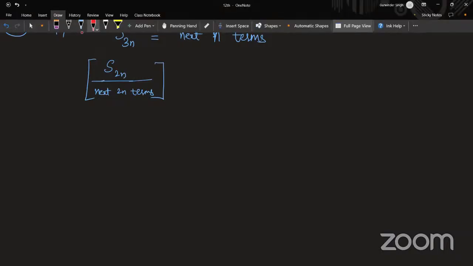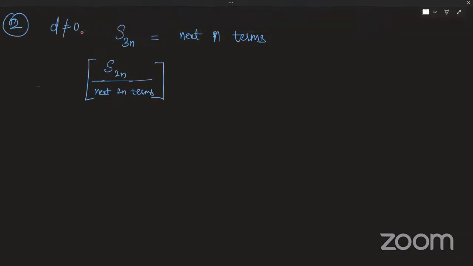So just to give you a small explanation. See, what is happening here is I have my first three n terms in the AP: A1, A2, like that till 3n. Can you tell me what will be my next n terms? It will be from 3n plus 1 till 4n. So now, do you have a doubt?